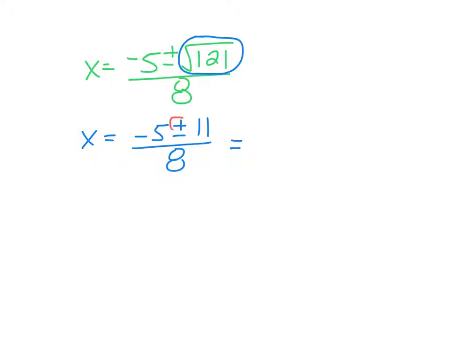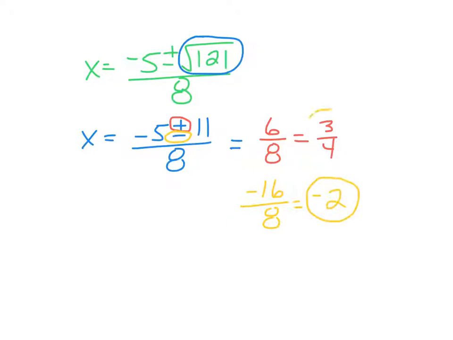If it's negative 5 plus 11, negative 5 plus 11 gives me 6. So it is 6/8. And in lowest terms, 6/8 would be 3/4. So that's one of the possibilities. If it is negative 5 subtract 11, negative 5 subtract 11 gives me a negative 16. So I get negative 16 over 8, which is equal to a negative 2. So the answers that hopefully you came up with are x could either equal 3/4 or x could equal negative 2.